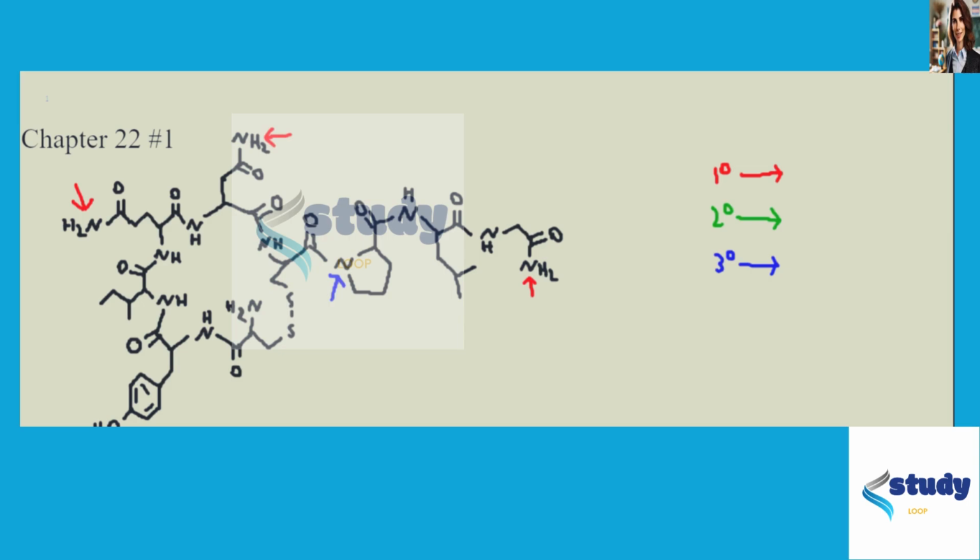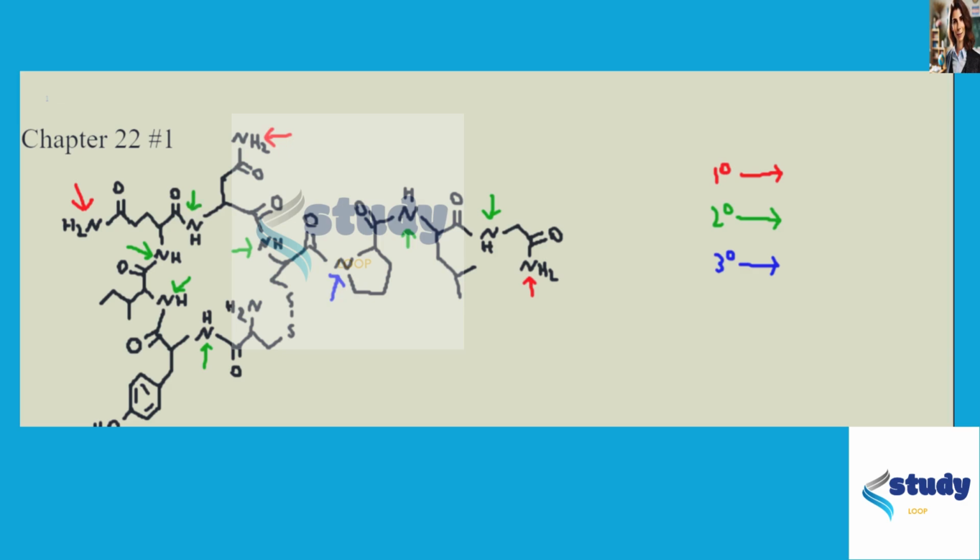And now there are 7 secondary amides in this molecule. So every other amide that I haven't identified yet is going to be secondary. And so they're going to be 1, 2, 3, 4, 5, 6, and 7.